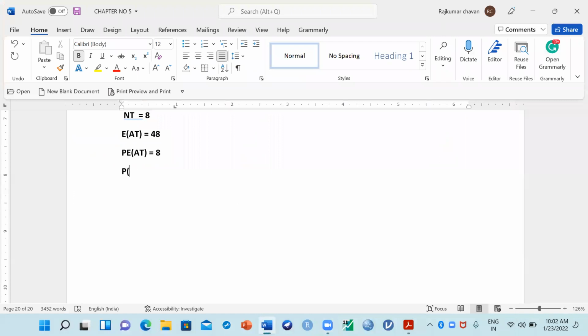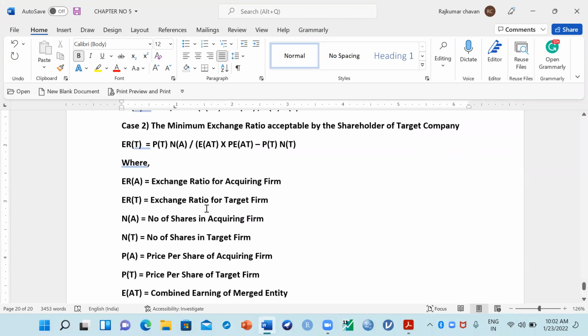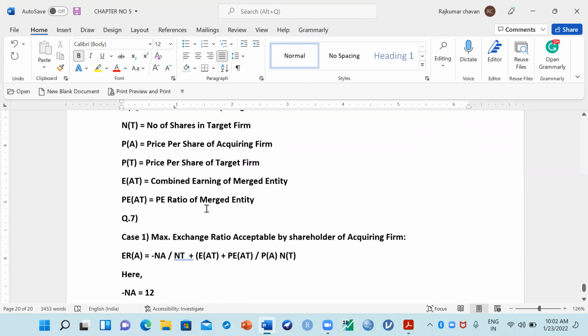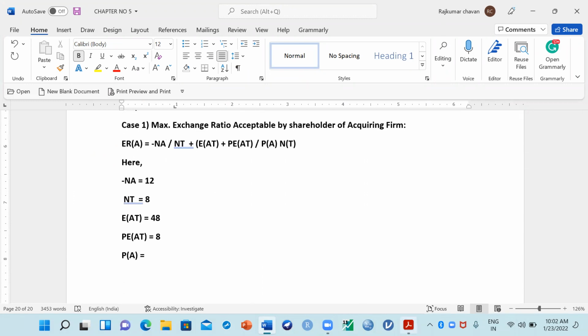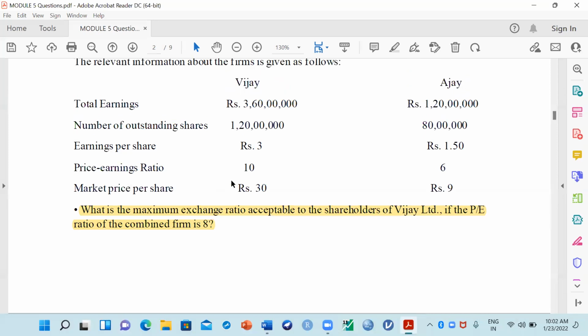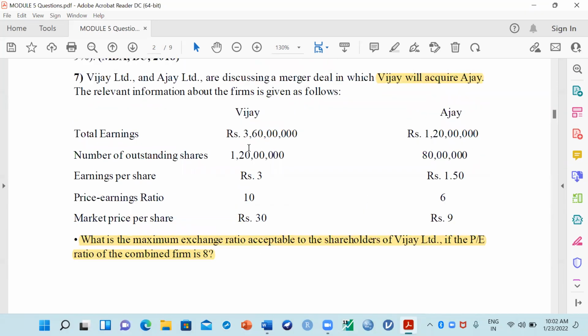Then PA. What is PA? The price per share of the acquiring firm. So what is the price per share of the acquiring firm? Can you put your answer in the chat box? Who is acquiring whom? Based on that, can you tell me what the price per share of the acquiring firm is? We need PA.